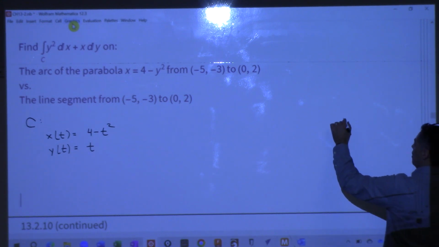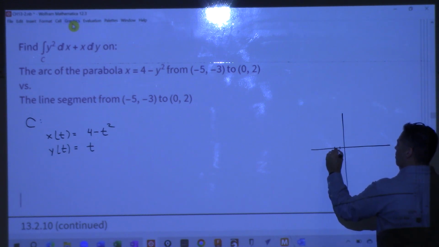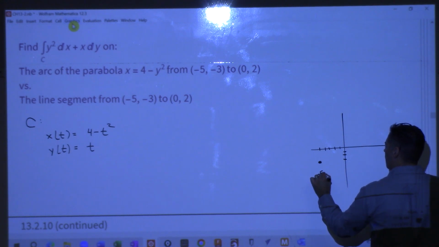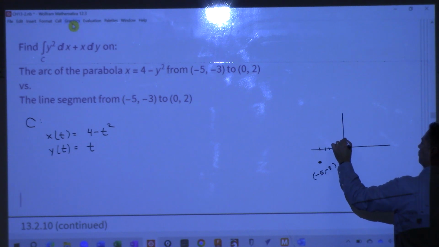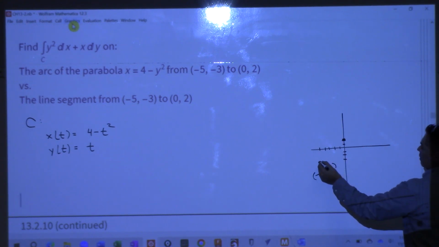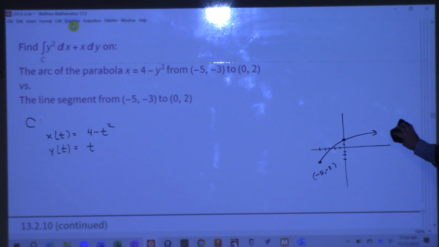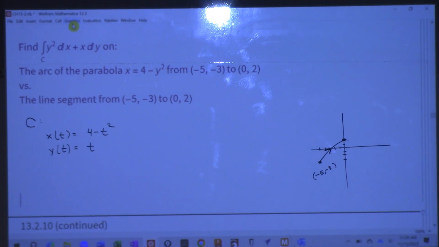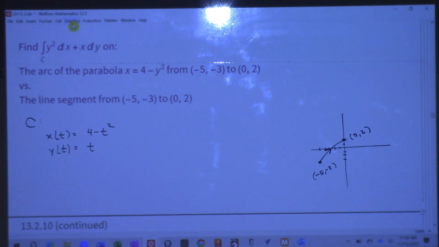Now, I didn't actually draw you the picture. I'll draw it over here. We're going from -5, -3, to the point 0, 2. It should be doing something like this, roughly. I'm just going to cut that off because we only want to go from there to there. We want to go from here to here, like that. So how do we do that? What's our restriction on t?